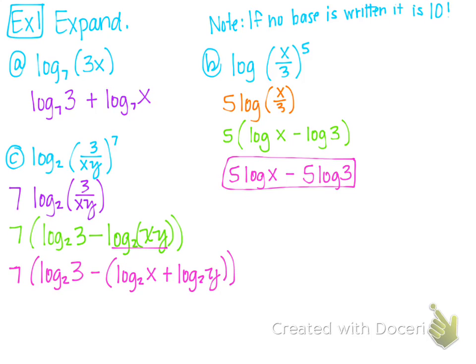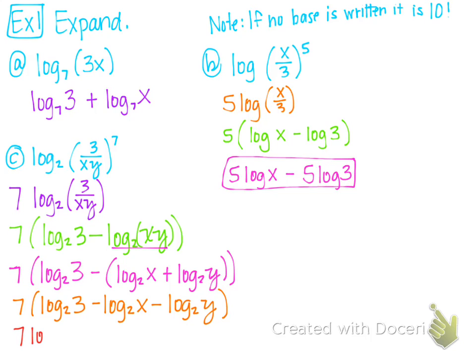Okay, so you see why we're using some parentheses? Because this sign right here is going to do some damage to this one behind it. So we have 7 times log base 2 of 3, and let's distribute this negative, minus log base 2 of x minus log base 2 of y.